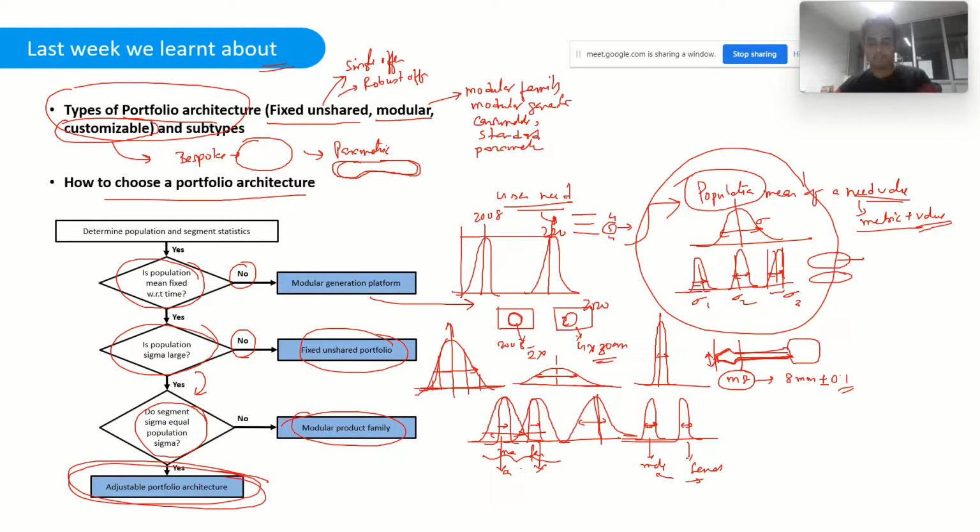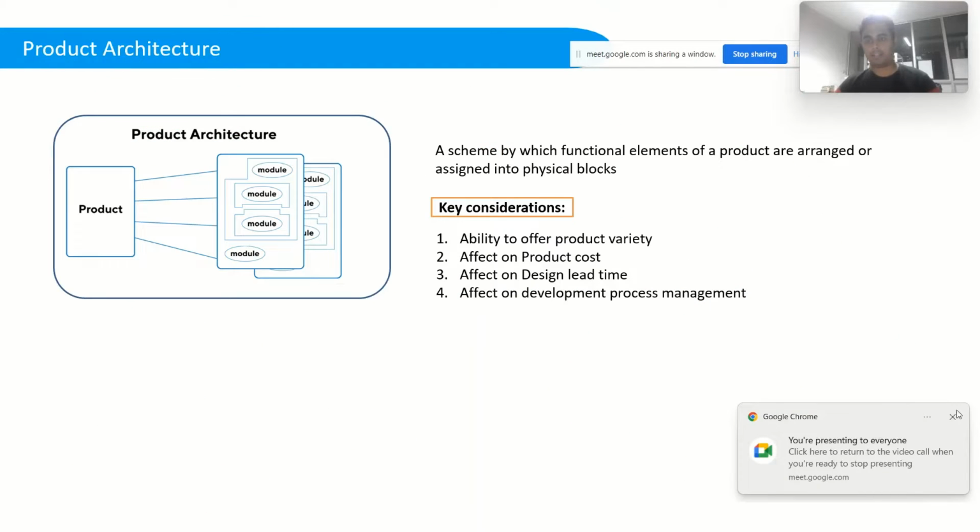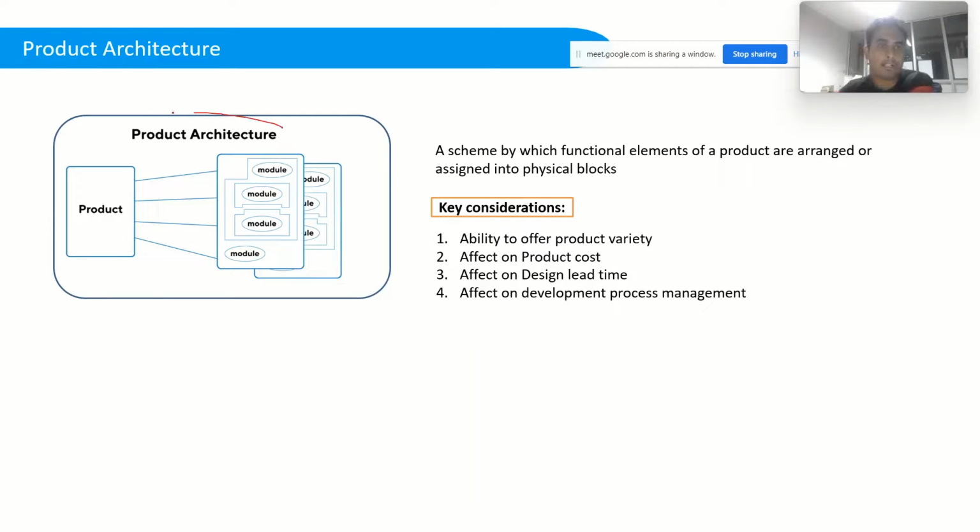Okay. So this was what we learned in the last class, which was about product portfolio architecture, which is basically defining the architecture for the entire product family. In today's class, I'll be discussing the architecture for a particular product, so an architecture defined for an individual product. So what does product architecture mean?